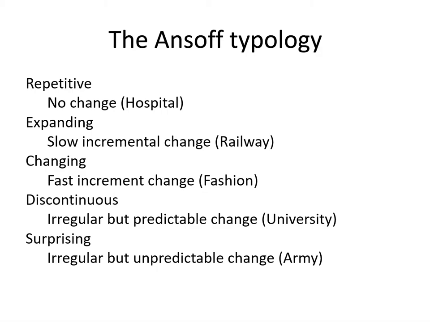And finally, Ansoff says you can have surprising environments where there is irregular and unpredictable change. An example here might be the environments faced by the army, where one day they might be going into a country building a bridge, and the next day they might fly around the world and blow up a bridge. And then they might sit down and do nothing for a year, 6 months, and then fly around the world and do the same thing again or do different things. It's irregular and it's unpredictable.